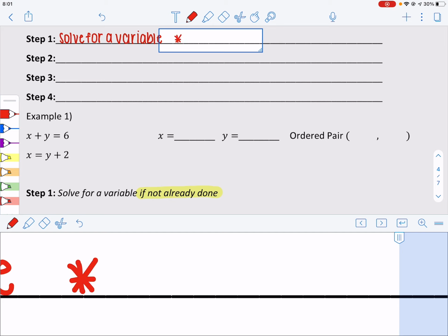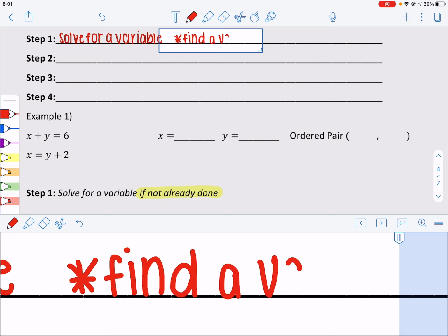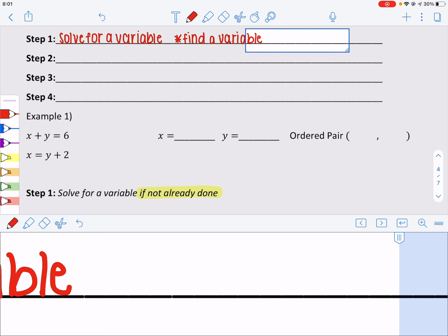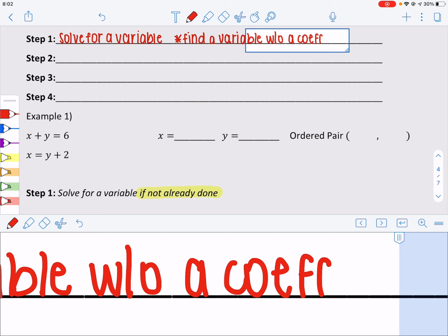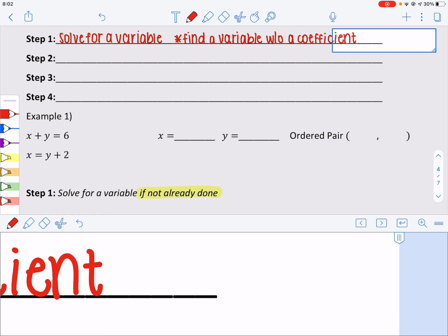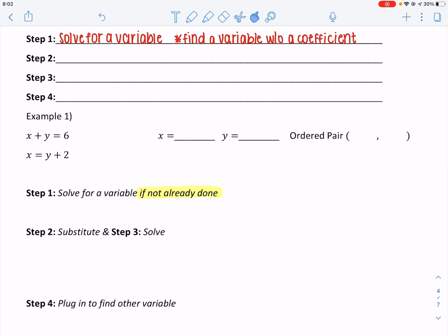My hint to you for when you're solving for a variable, if one of them is not already solved for you, is to try to find a variable without a coefficient. This will just make it so you have a little bit less work to do. Out of all the variables, you can solve for x or y of the first equation or x or y of the second equation. Try to find a variable that does not have a coefficient in front of it, just so you have a little less work to do.